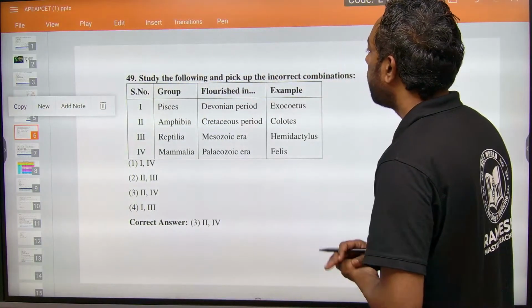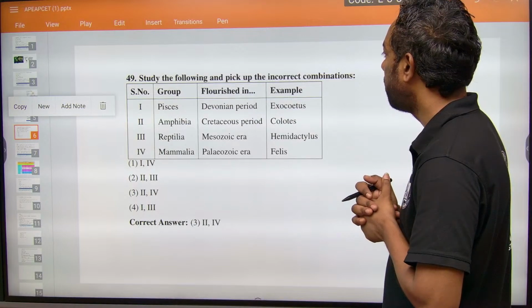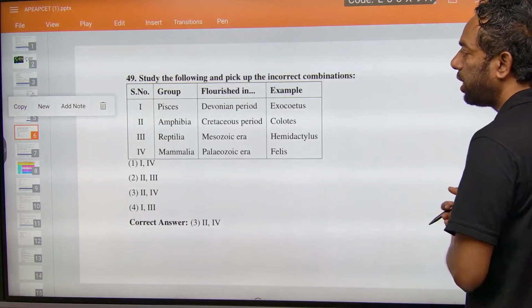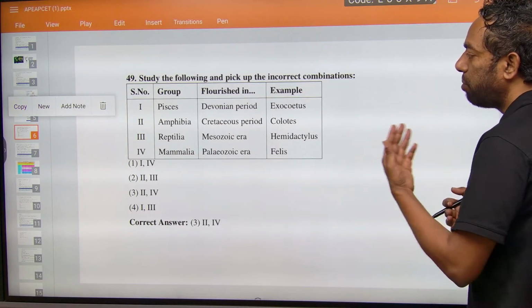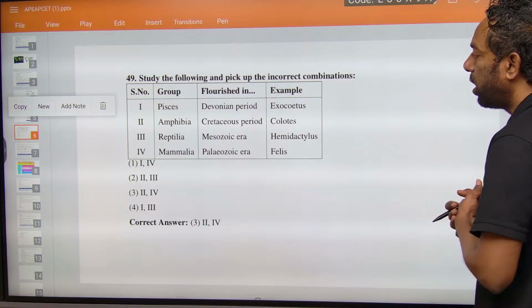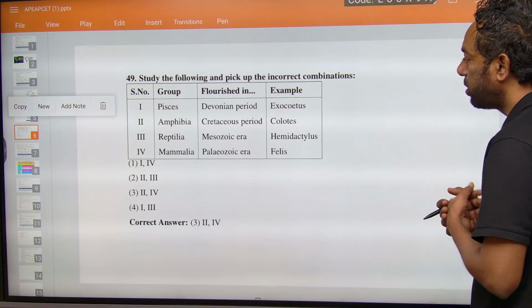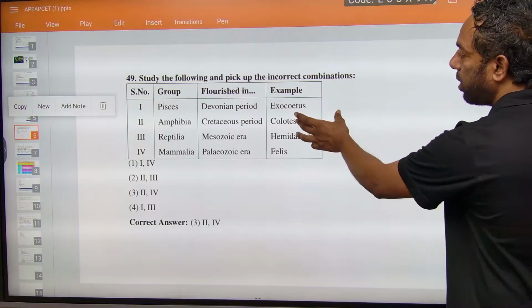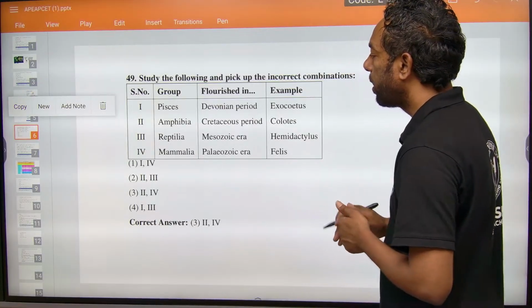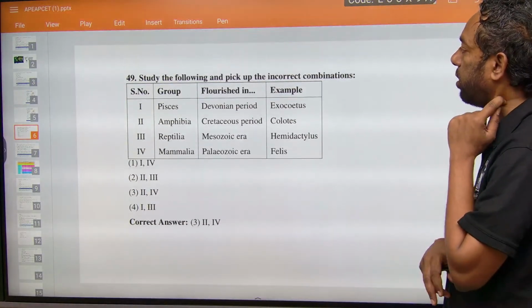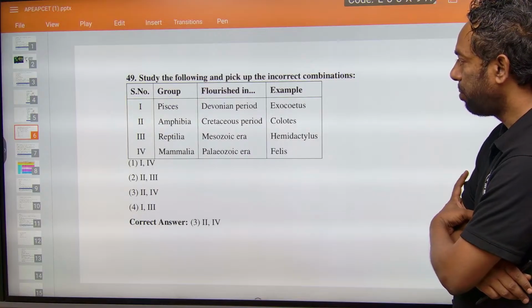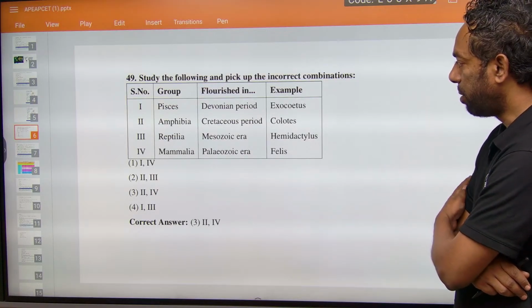Next question: study the following and pick the incorrect combination. The species are Amphibia, Reptilia and Mammalia; the periods are Devonian, Cretaceous, Mesozoic and Paleozoic; the examples are Exocoetus, Calotes, Hemidactylus and Felis. Guys, these are the species, these are the periods and this is the group. Which one is the right answer for the incorrect pick? Here the incorrect picks are the second and fourth. Second, Amphibia is Cretaceous period, and fourth, Mammalia is Paleozoic.